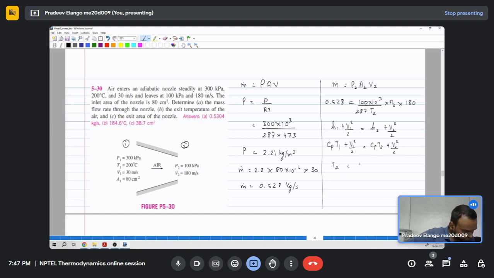T2 is equal to T1, I can divide everything by Cp, then I will have plus V1 square minus V2 square by 2Cp. T1 is 200 degrees Celsius, that is 473 Kelvin, or I can keep it as 200 degrees Celsius as well, because finally I will get T2 in degrees Celsius. So for V1 we have 30 square minus V2 square, 180 square, by 2 into Cp, which is 1005. So this way I can calculate T2.